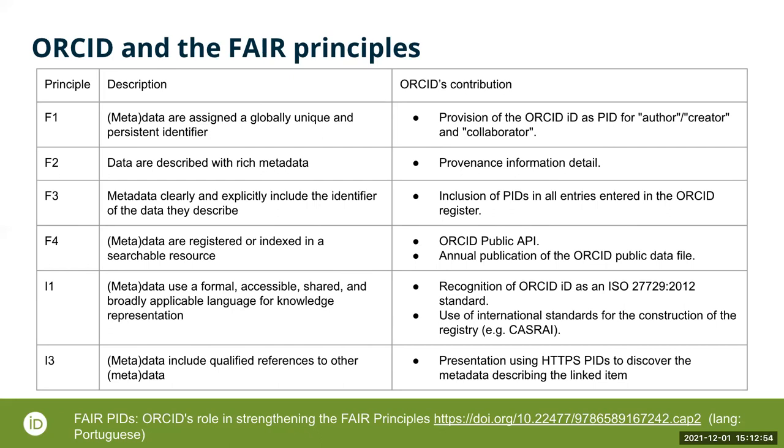And then when it comes to the interoperable principles, we see that data and metadata use a formal, accessible, shared, and broadly applicable language for knowledge representation. So one thing is that ORCID ID is a standard. Also, the data is available using XML, as I mentioned, for the public data file. And we always use international standards for the construction of the registry. Standards like CASRAI or the different PIDs, so DOI, ROR, and so on, so that we can have this interoperability between platforms, like the interoperability I mentioned between DataCite, Crossref, and ORCID.